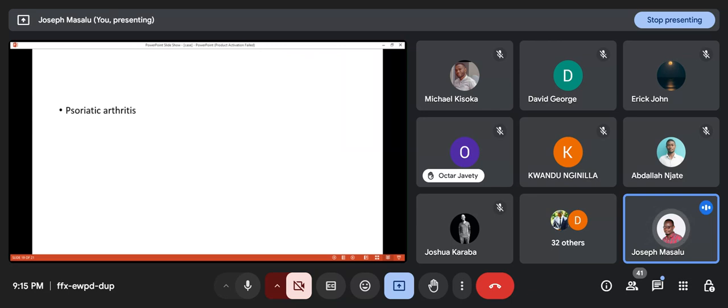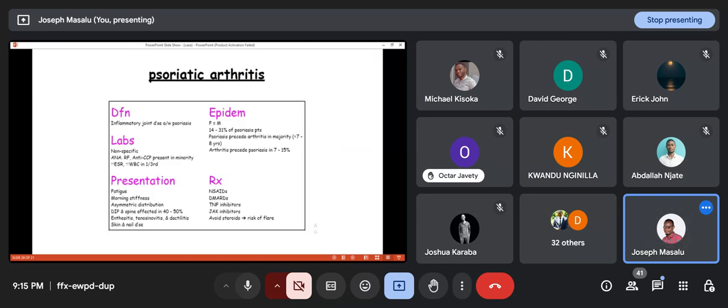This was psoriatic arthritis, and some few teaching points. A lot has been said by you guys, and we are above the top of the hour. This is an inflammatory joint disease which is associated with psoriasis. The epidemiology: it equally affects females and males. 14 to 31% of psoriatic patients are affected. Usually psoriasis precedes arthritis, as Michael said, maybe 7 to 8 years after the onset of psoriasis, and then comes the arthritis. But in 7 to 15% of patients, the arthritis precedes psoriasis, like in this patient.